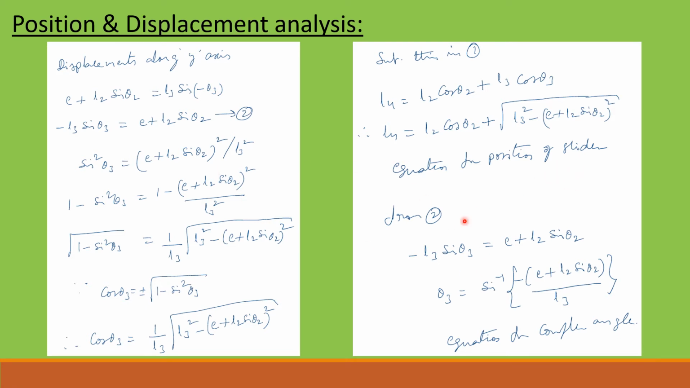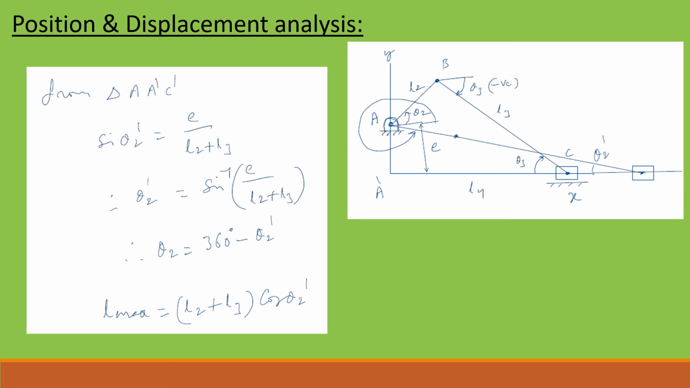Now from equation 2 we get minus L3 sin theta 3 equal to e plus L2 sin theta 2. So theta 3 can be written as sin inverse of minus (e plus L2 sin theta 2) divided by L3. So this is the equation for coupler angle.